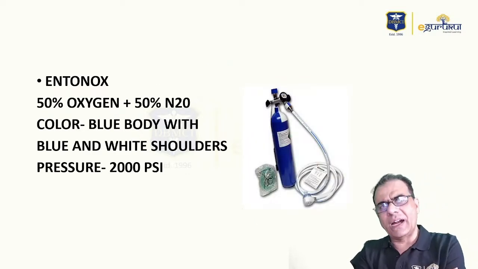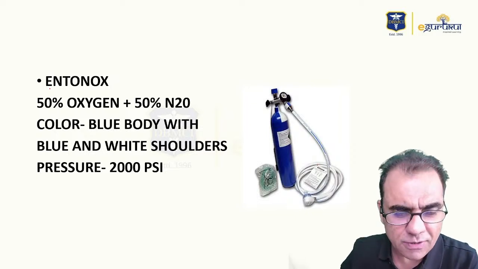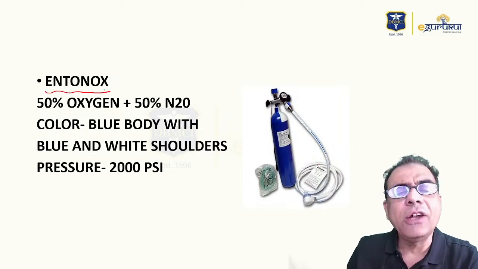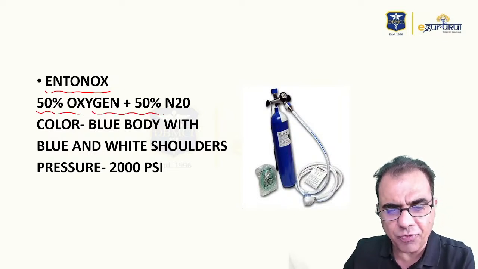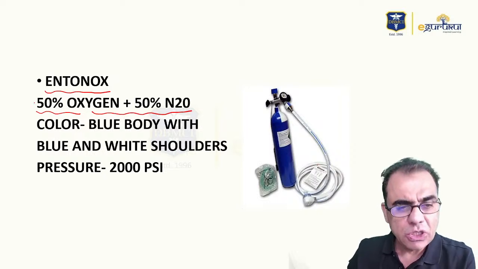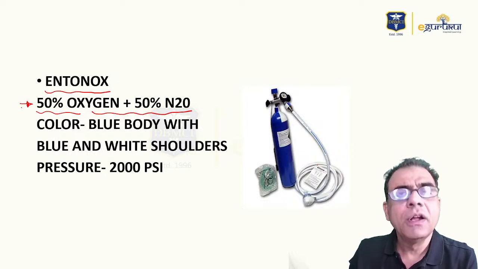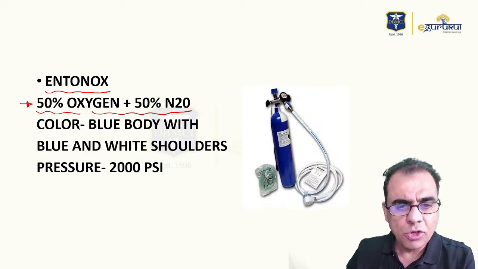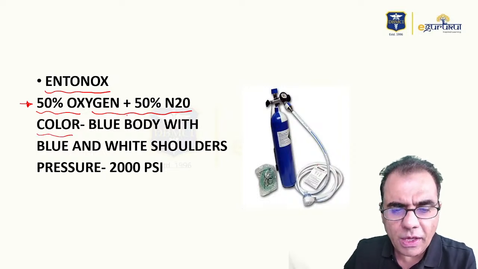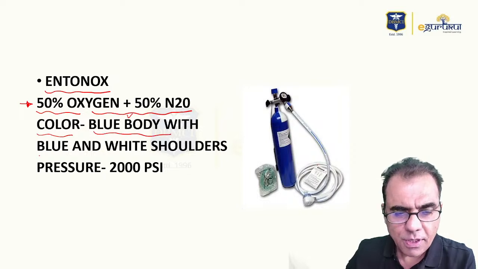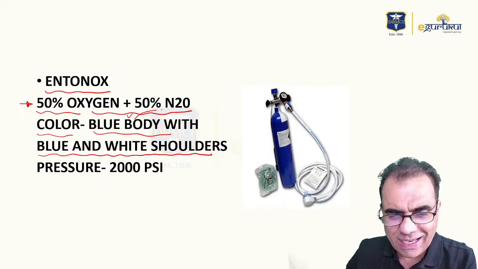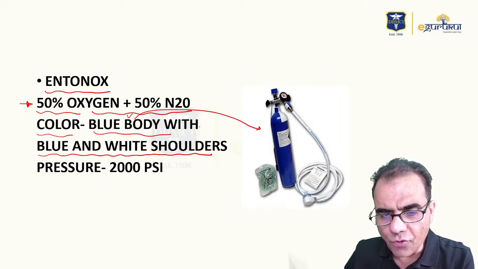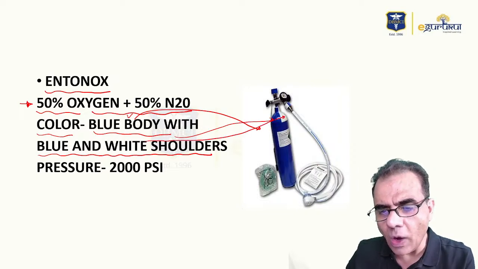The third cylinder that you should know is the Entonox. Entonox is a mixture of 50% oxygen and 50% nitrous oxide. So it is a mixture of 50% oxygen with 50% nitrous oxide. The color is a blue body with blue and white shoulders. So you can see a blue body with blue and white shoulders.